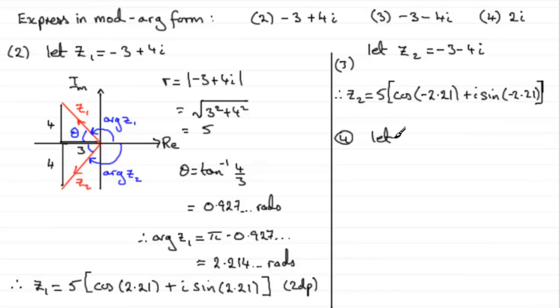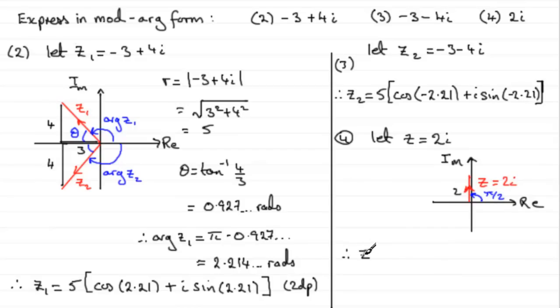Now for number 4, let's say let z equal 2i. And if we drew an Argand diagram for this, we've got our real axis then, our imaginary axis, and if we put 2i on, it's going to look something like this up there. Okay, that will be our complex number z equaling 2i. So this will be 2 units up there. We know the mod, it's going to be 2. We know the arg, this angle in here, it's going to be in radians the equivalent to 90 degrees, pi upon 2 radians. So therefore z, when written in mod arg form, is going to be 2, and then you've just got the cosine of pi upon 2 radians plus i sin of pi upon 2 radians.